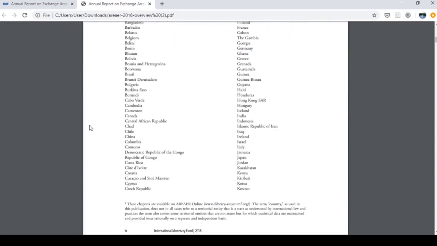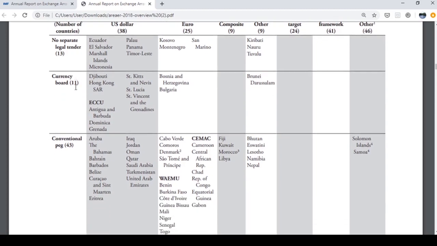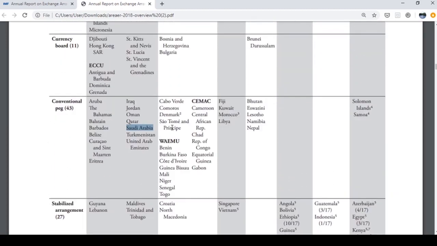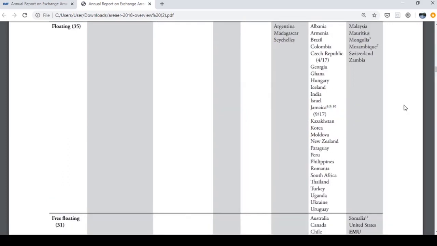Going down to table 2, we'll give a list of countries based on what type of currency system they use. The ones that we're going to find most interesting is we can see that Saudi Arabia is under the conventional peg system. China is listed under a crawl-like arrangement, which is sort of like a dirty float. The important thing to realize, though, is that most of your major economies and major currencies are going to be under a floating or a freely floating system.